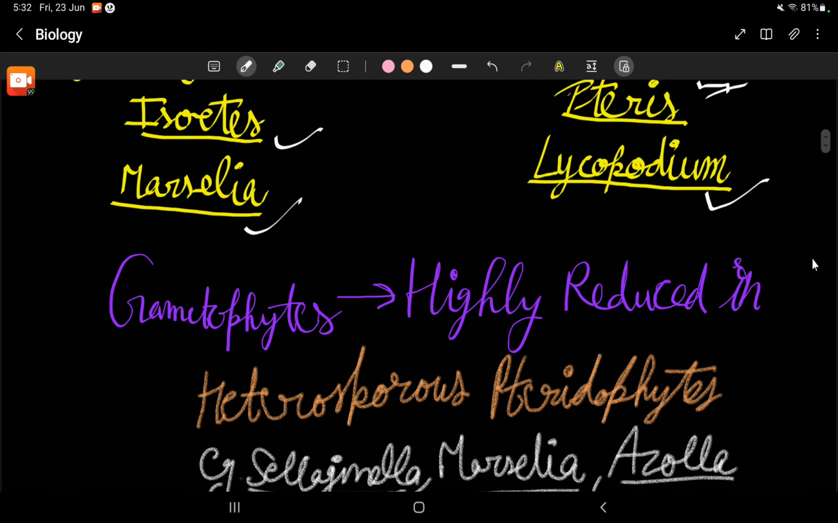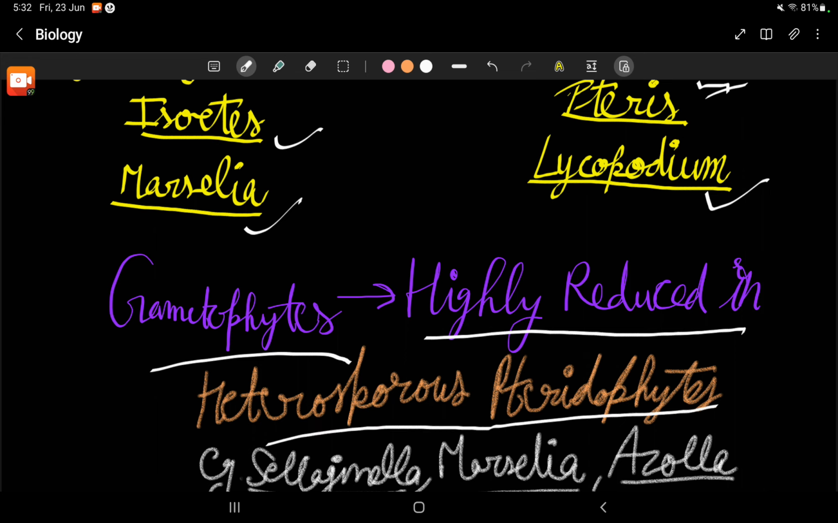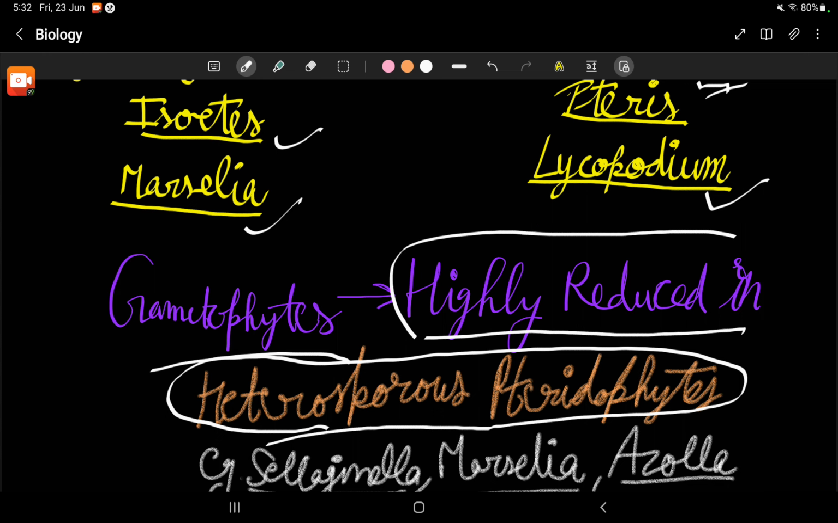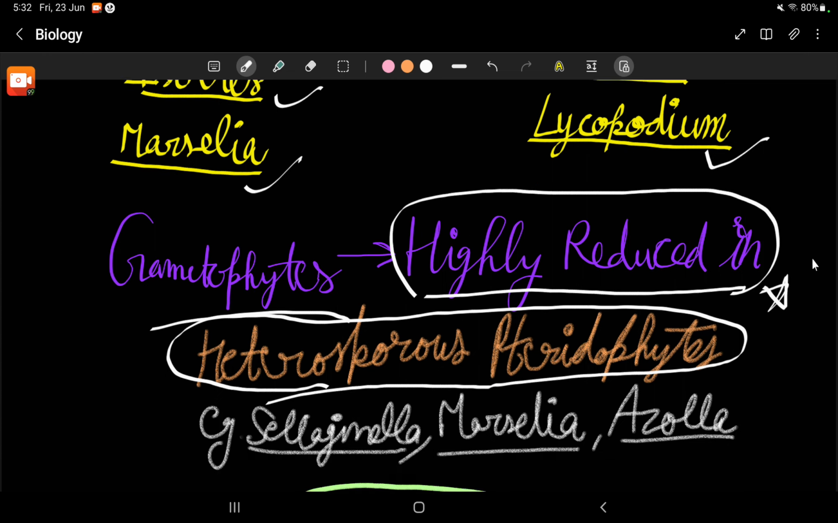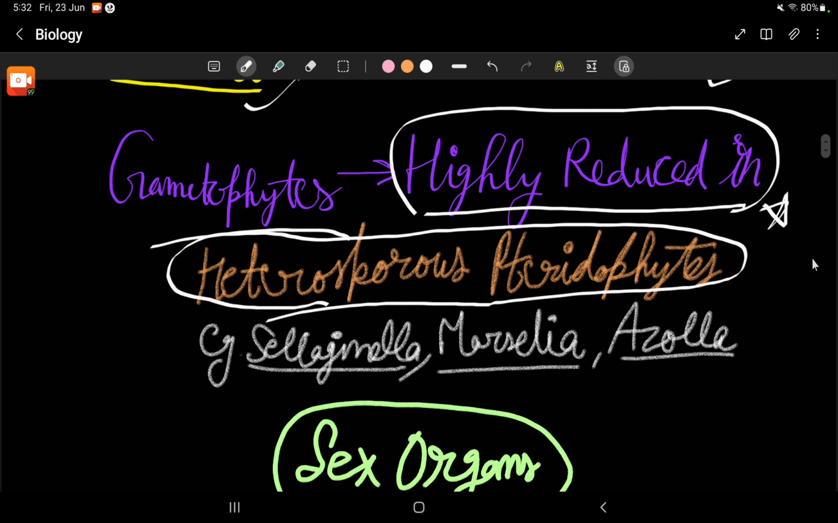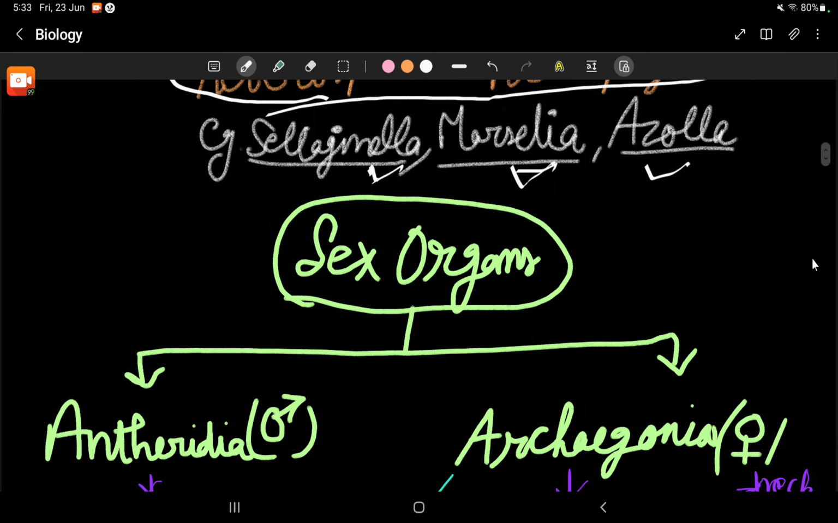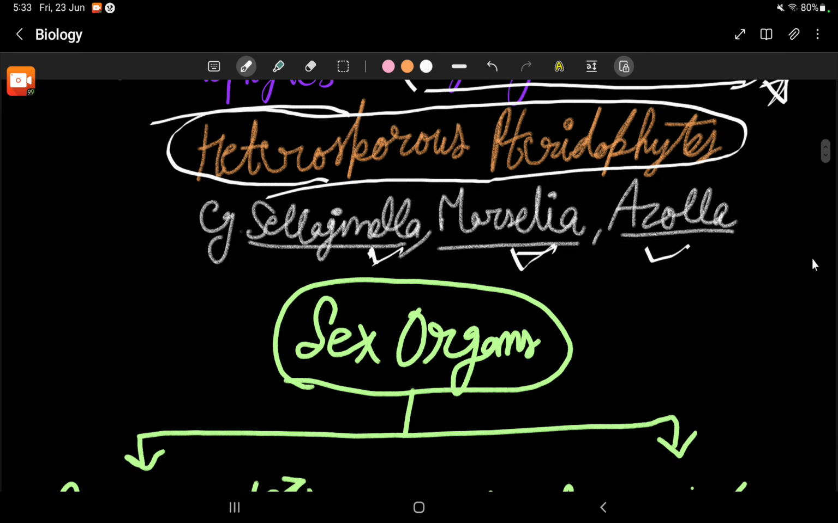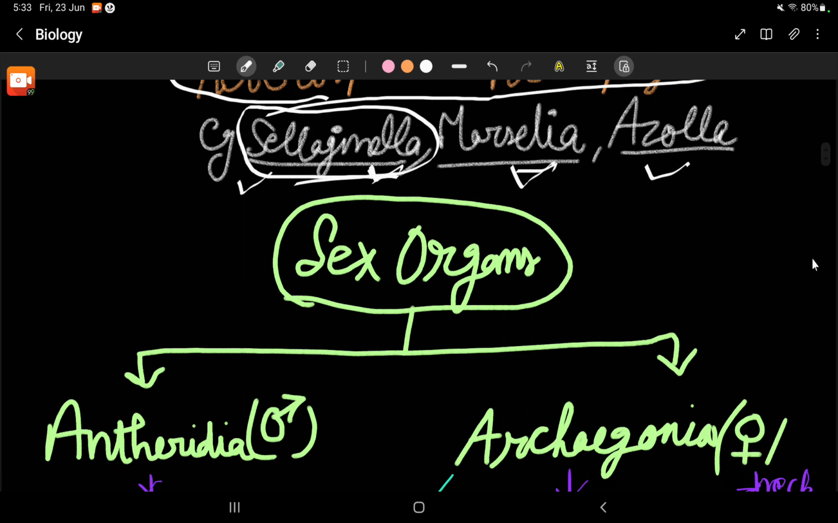Next, in pteridophytes, the gametophyte is highly reduced in the case of heterosporous pteridophytes. This is a very important feature. For example, in Selaginella, Marsilea and Azolla. Students, Selaginella will come everywhere, in almost every example.